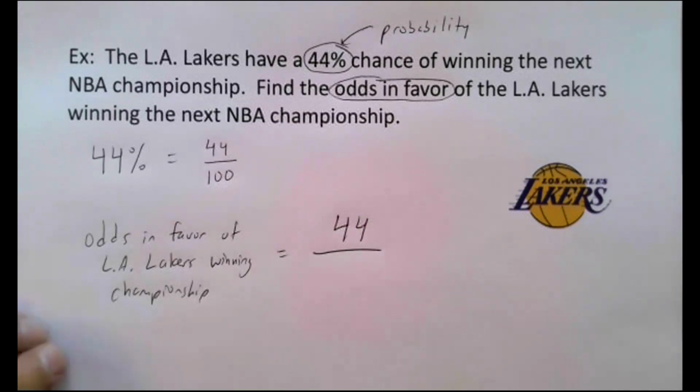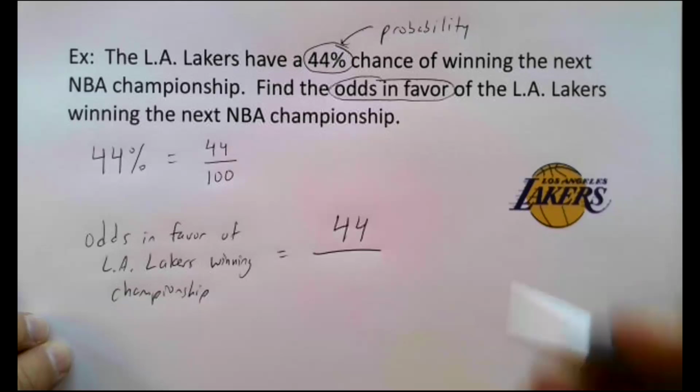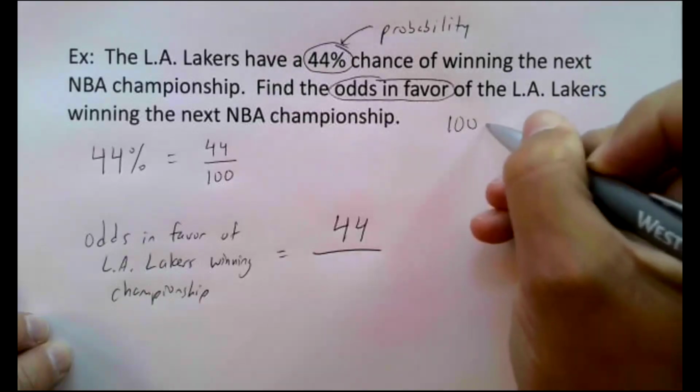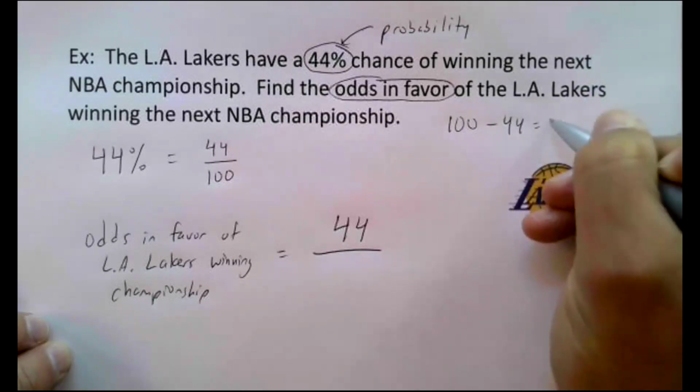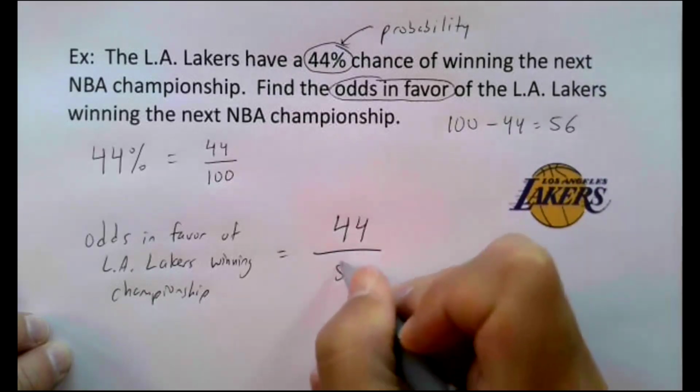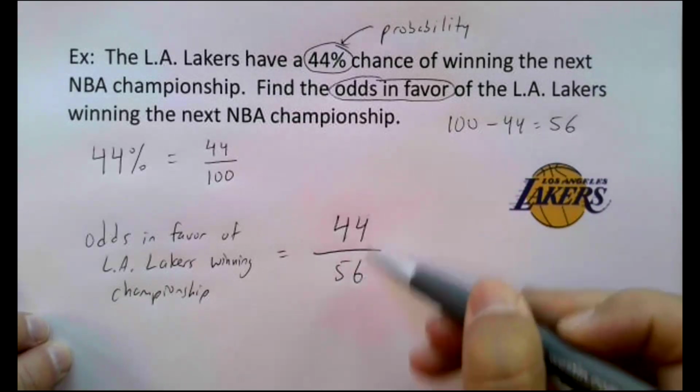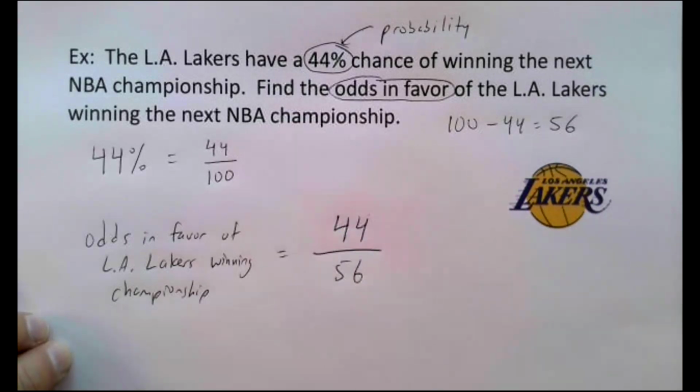If we would expect them to win 44 out of every 100 times, how many would we expect them to lose? So this is going to require us to actually do a subtraction here. 100 minus 44 is actually 56. Notice that those two add up to 100. I never actually use 100 here.